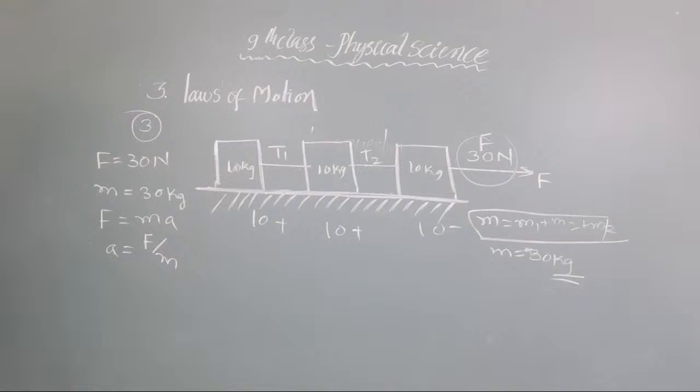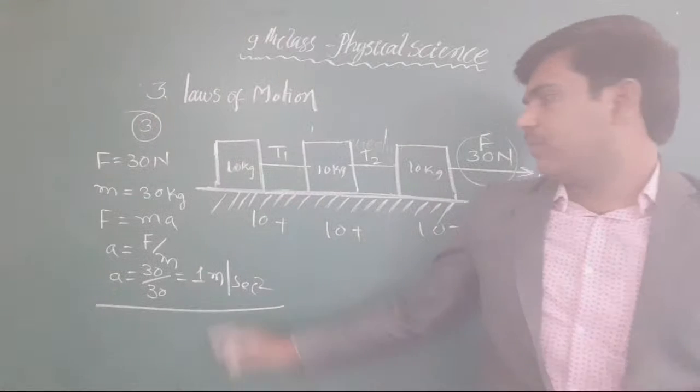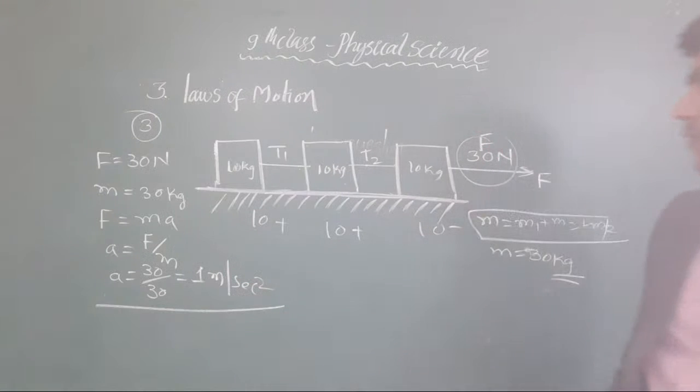Clear or not, all of you students? Then simply A is equal to F by M. Here F is equal to 30 and M is also equal to 30. That's why it is 1 meter per second square. Got it or not, all the students? A is equal to 1 meter per second square.